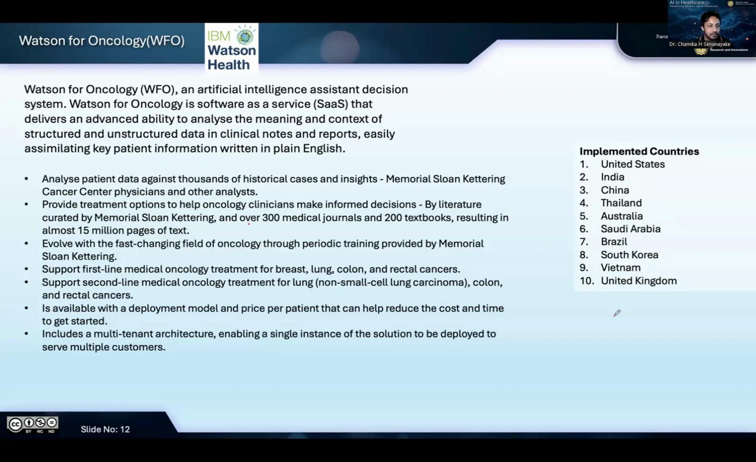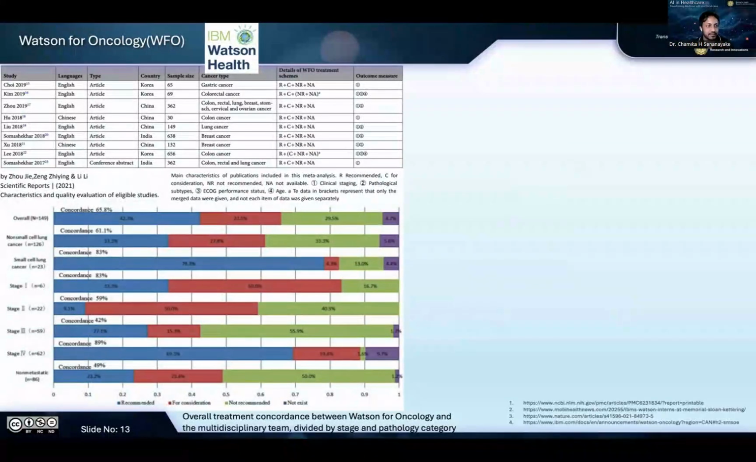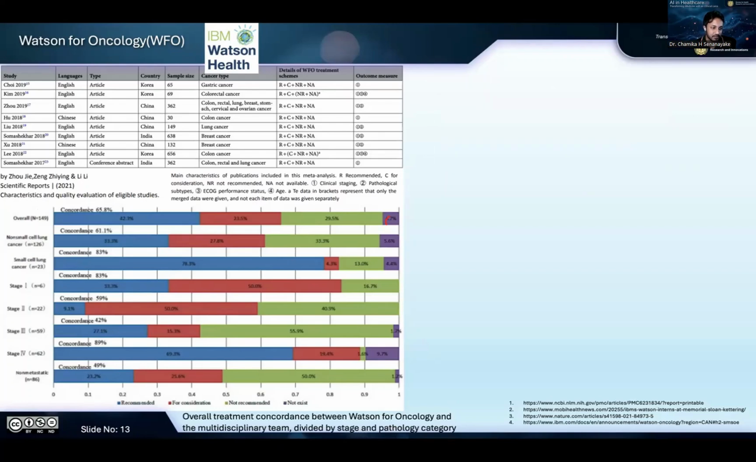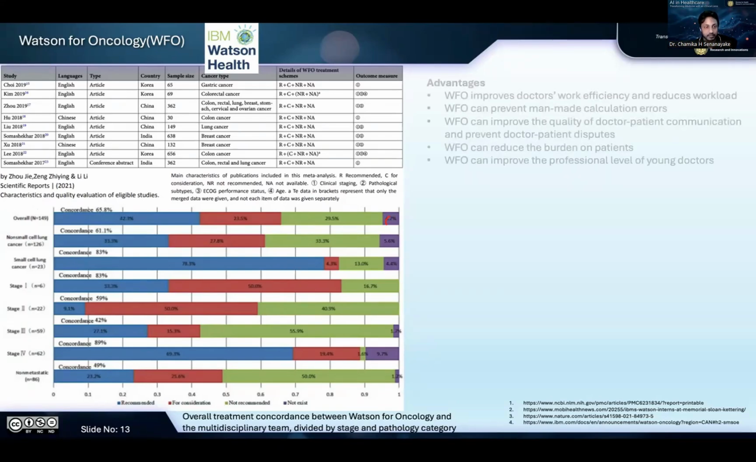as well. So according to the meta-analysis, I think I've shown the results. These are some of the meta-analyses they have done. The red color indicates not recommended. Blue color is for recommended, green color is for not recommended, and this color is for not existent as well. So the idea is the overall treatment concordance between Watson for Oncology and the multidisciplinary team is based on the stage and the pathology category as well.